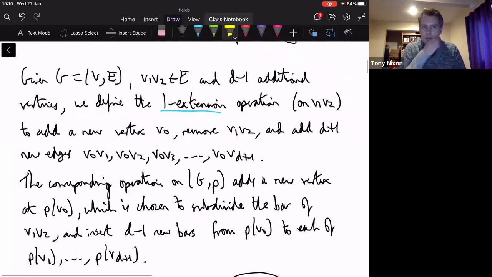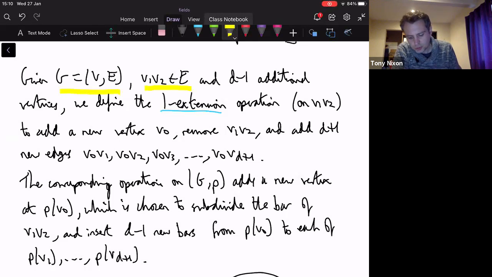Okay, so let's look at a second operation. So this time, it's not going to be quite so easy because this time we're going to augment the first graph. So in particular, we start with a graph G, and we start with a specific edge in the graph. So let's say between V1 and V2. And again, we need to have a certain number of vertices in the graph for this to matter, because we want to have D minus 1 additional vertices as well. So G must have at least D plus 1 vertices, and it must have at least one edge.